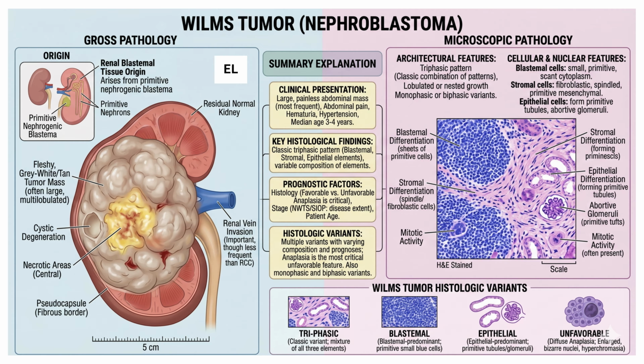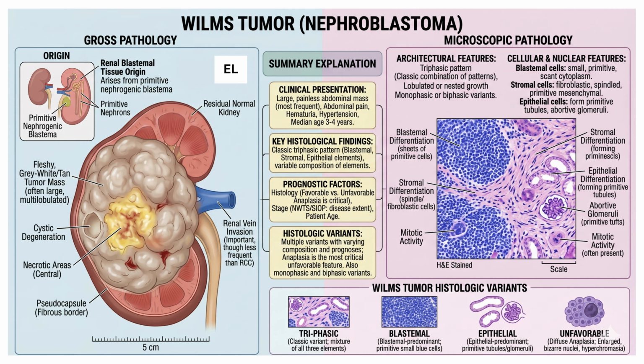The second component is the epithelial component. These cells attempt to form immature renal tubules and primitive glomerular structures. In the image, we can see primitive tubules and abortive glomeruli representing incomplete differentiation toward mature nephron structures. This epithelial differentiation is one of the features that helps distinguish Wilms tumor from other small round blue cell tumors of childhood. The third component is the stromal component, which consists of primitive mesenchymal tissue.